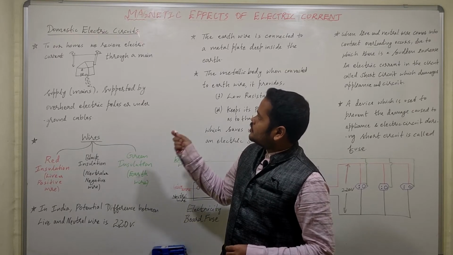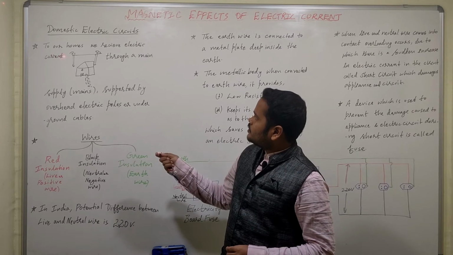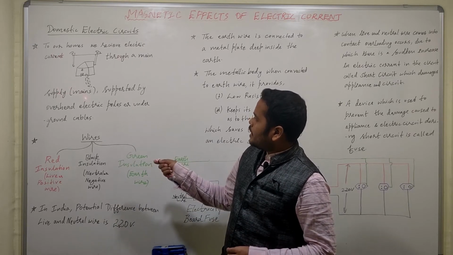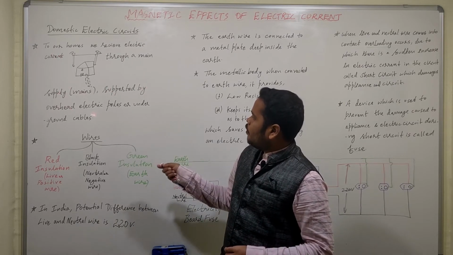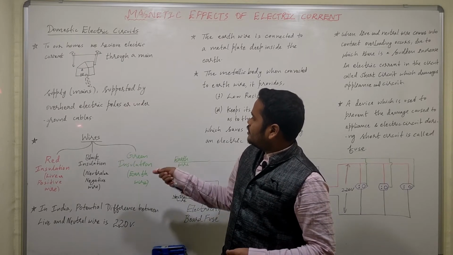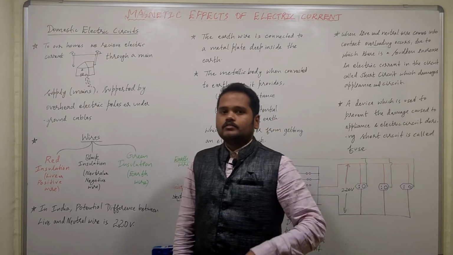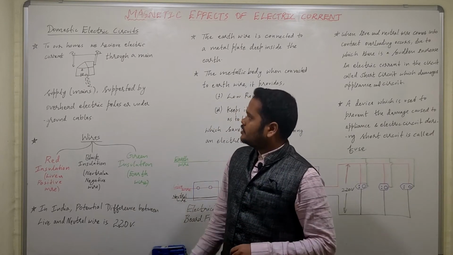Domestic electric circuits. To our homes, we receive electric current through a main supply, mains, supported by the overhead electric poles, the poles which you can see here, or the underground cables. These are the underground cables. There are two ways in which we can receive the electric current.